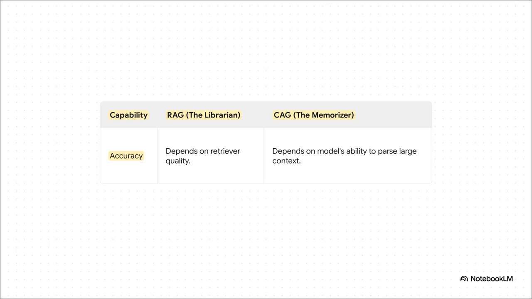Now, CAG guarantees the information is somewhere in its memory, but its accuracy comes down to whether the model can find that one tiny needle in a giant haystack of data. This means it can sometimes get confused and kind of misremember things when it's under pressure.